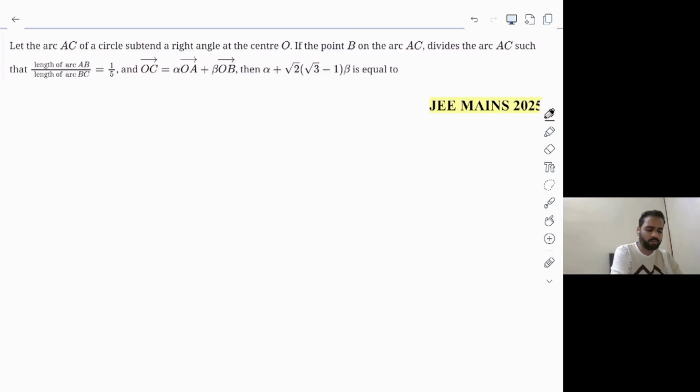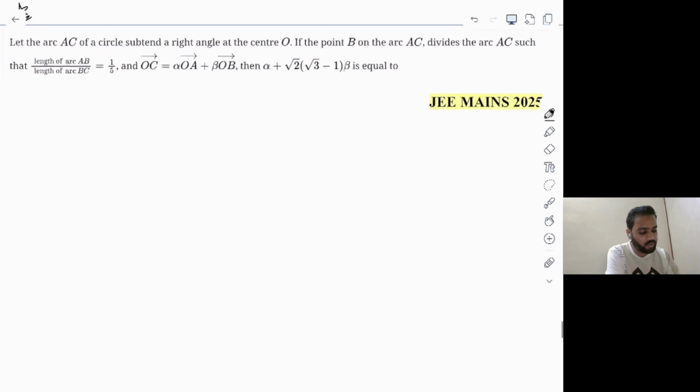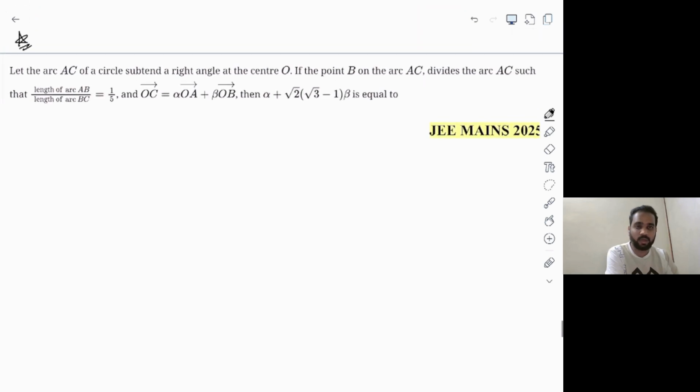Okay, let's take the next question. Now, once again, this is an important model. These kind of questions are being asked repeatedly in the JEE mains. And this is also a question from 2025 JEE mains session. It's once again a geometrical application. So let's see. Let arc AC of a circle subtend a right angle at the center O.